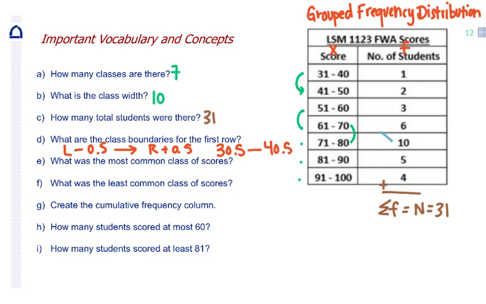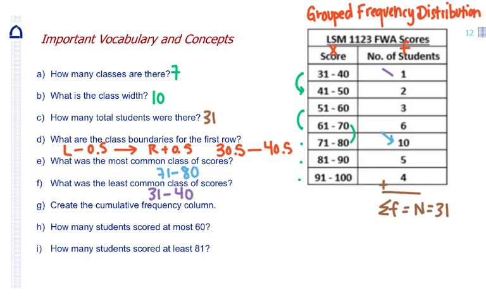Then it asks what was the most common class of scores. So I will look here and see the most students answered or received a score in the range 71 to 80. The fewest students received a score in the range of 31 to 40. That was the least common range of scores.